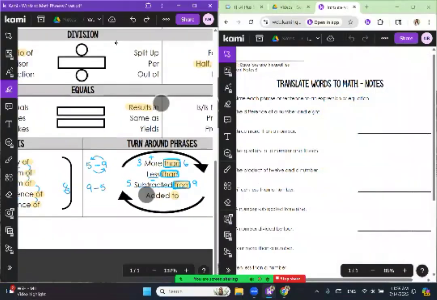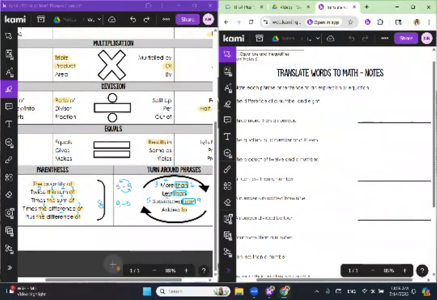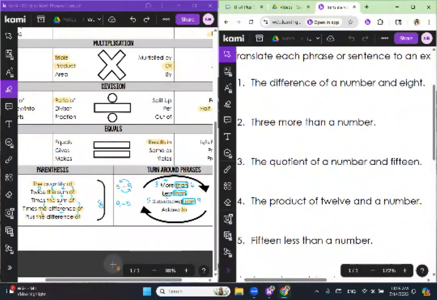So I'm going to zoom out on this one, leave my turnaround phrase parentheses because the other words are fairly easy. So translating words to math is the actual bulk of the lesson, okay? Anytime you see something that can be turned into a mathematical symbol, a variable, a letter, a number, anything like that, you want to write the symbol right above it before you put it all together. Okay. So for number 1, the difference of a number and 8.